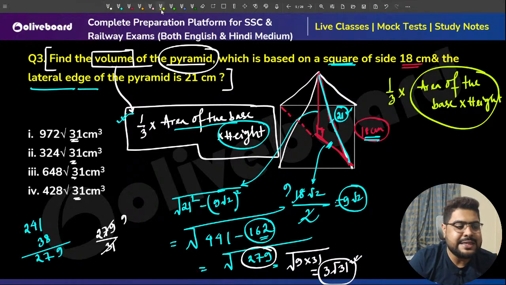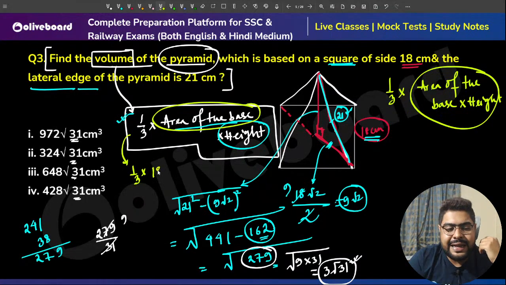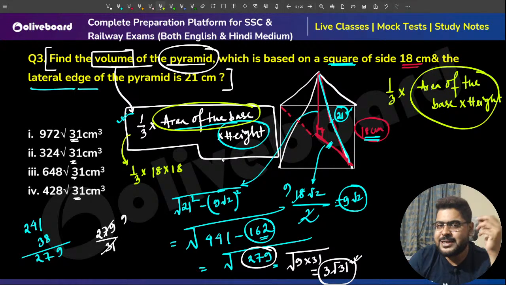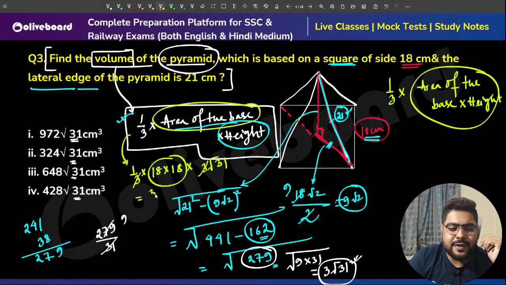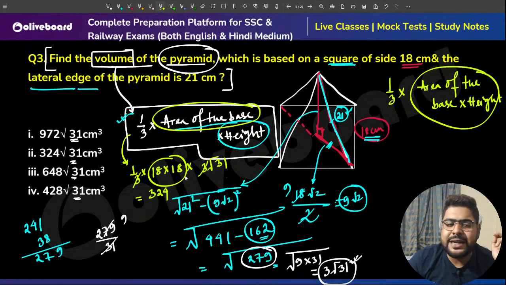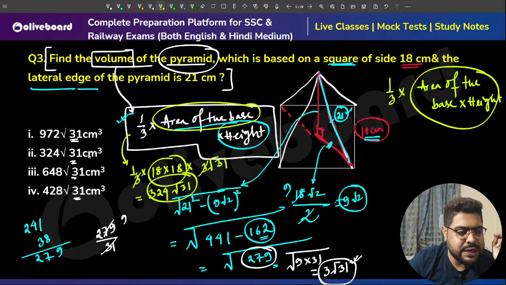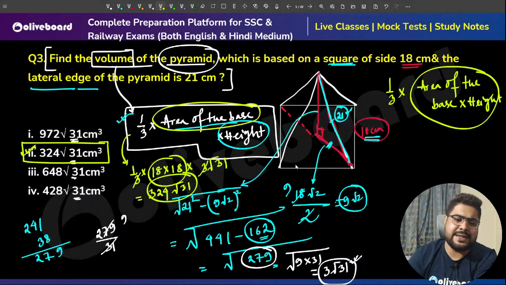Now simply put down these values in the volume formula, and you will get your answer. 1/3 area of the base, which is a square, 18 into 18. A square is the formula for a square. Height is 3 root 31. Cancel. 18 squared, all of us know, is 324. So the answer is 324 root 31. Option number 2. Very, very simple question once again.